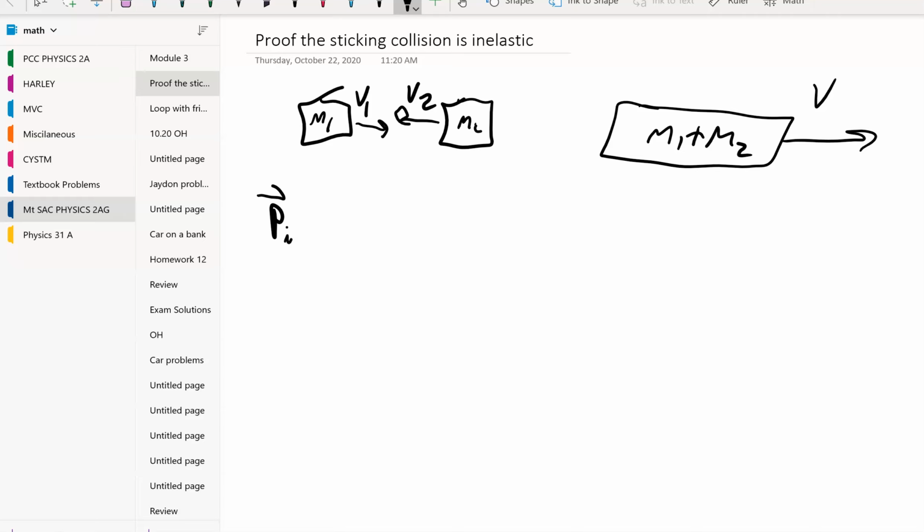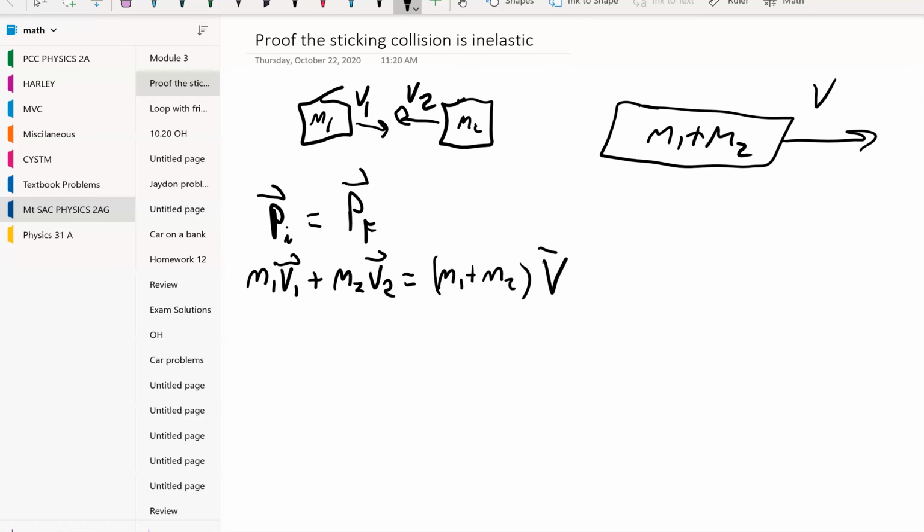So P initial equals P final. If it's a sticking collision, this means that M1 V1 plus M2 V2 equals M1 plus M2 times V, whatever V is. And so these are vectors. Of course, we're in one dimension here, but I'm putting vector arrows above them just to say that things can be positive or negative.